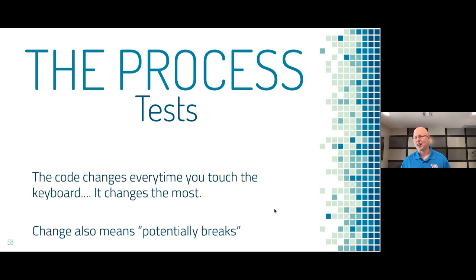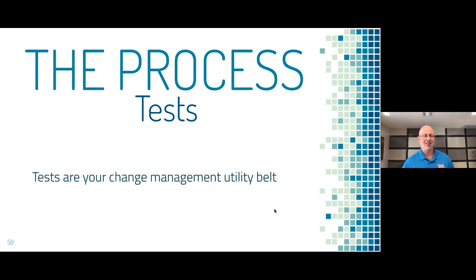So here's a way to think about it. Every time you touch the keyboard, your code changes. And it's the thing that changes the most. Now, when I say changes, you should also think in your mind, potentially breaks. So every time you touch the keyboard, your code potentially breaks. And tests are your change management utility belt. They are there to let you know that you did or did not break the code.